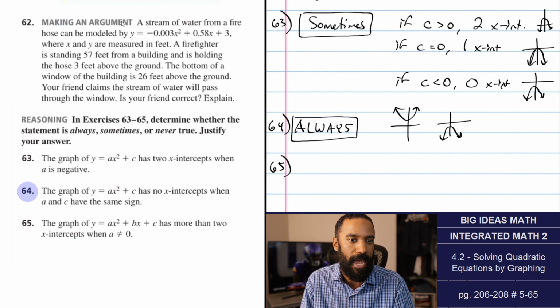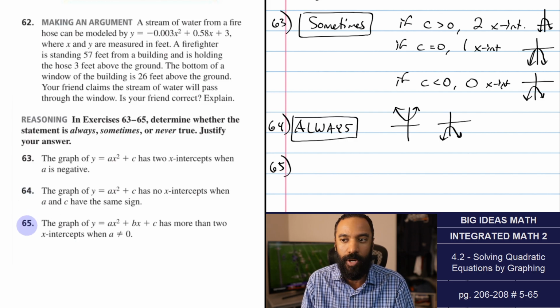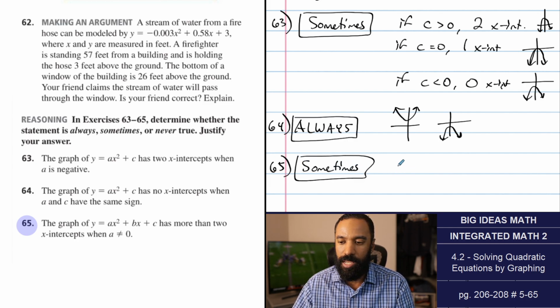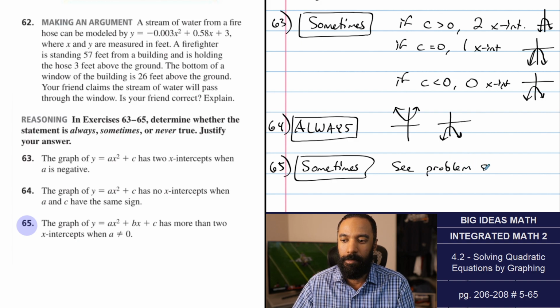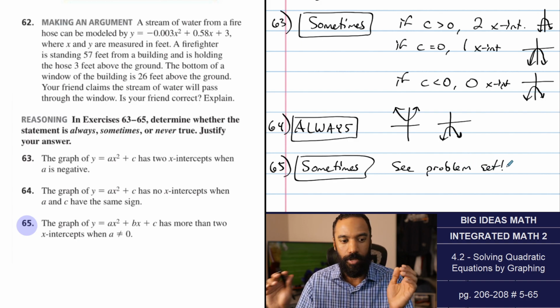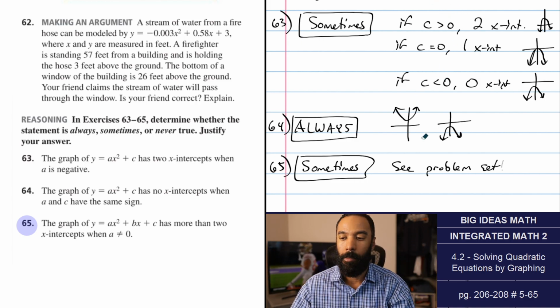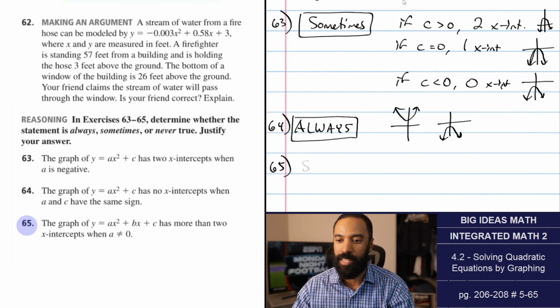And then 65, last question: the graph of ax squared plus bx plus c has more than 2 x-intercepts when a doesn't equal 0. We're just talking about quadratics in general. Sometimes it's true, sometimes it's not. We've seen a bunch of examples of this. So they're talking about quadratic equations. Oh, more than 2. No, I'm sorry. I thought it just said 2. More than 2. I'm totally sorry. I did not see that. Never.